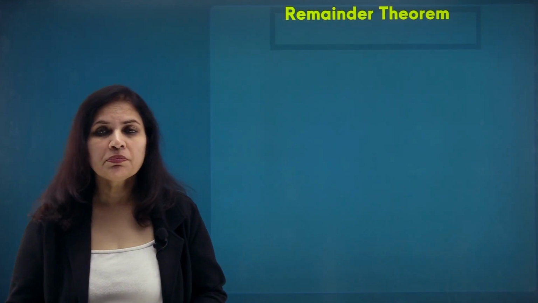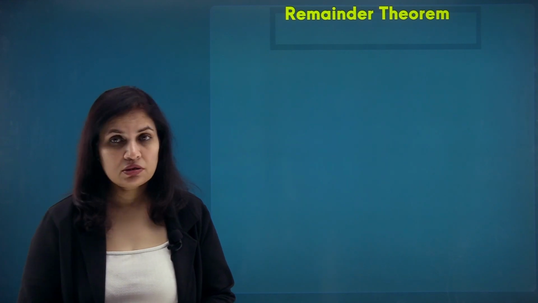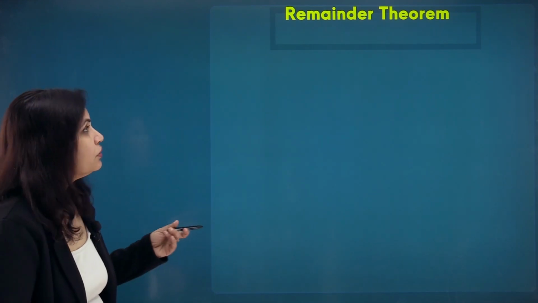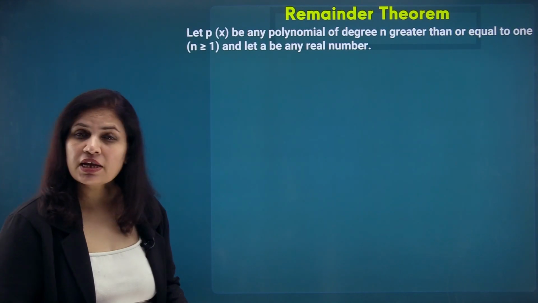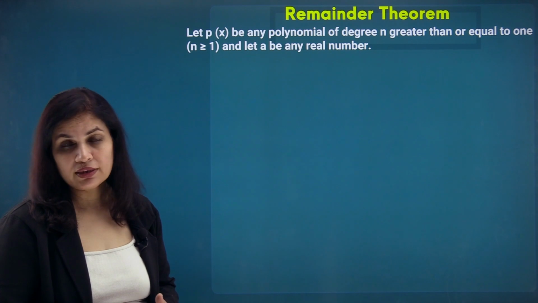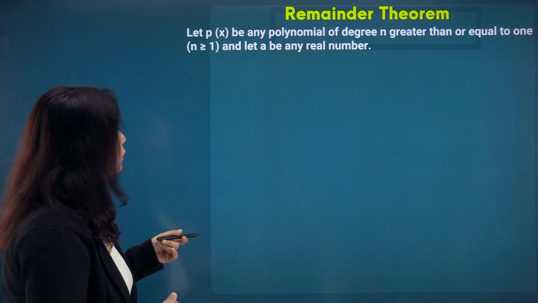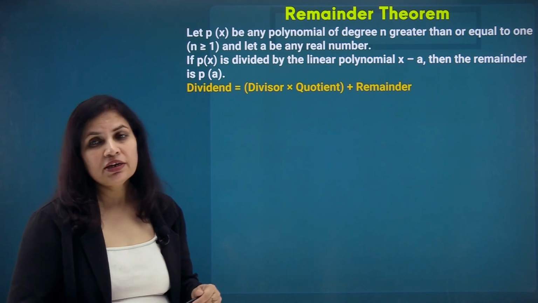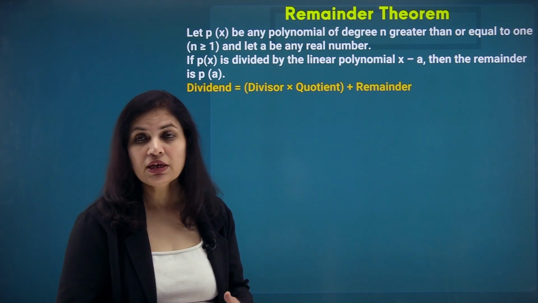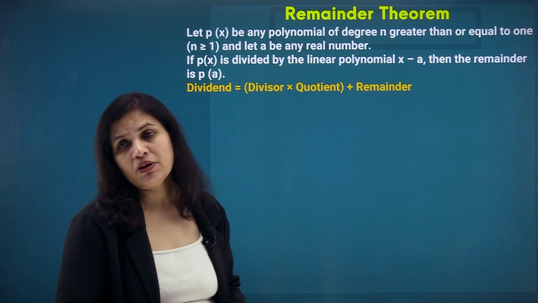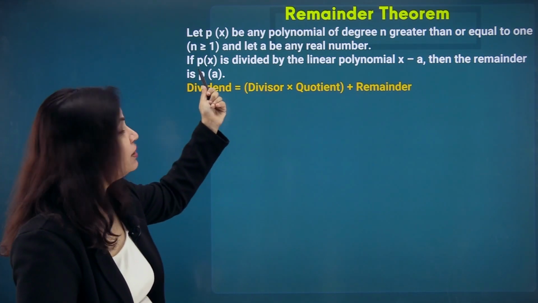Let's start with the most important part of polynomials, the remainder theorem. The remainder theorem is derived from the division algorithm, and what does it state and where do we use it? We use it to find the remainder when one polynomial is divided by the other. So, if p(x) is any polynomial of degree 1 or greater than 1, that is, a linear polynomial or a higher degree polynomial, divided by another polynomial, then what will be the remainder? If p(x) is divided by a linear polynomial x minus a, which is linear because the degree of x is 1, then the remainder can simply be obtained, without performing the long division, by substituting the value of x as a in the given polynomial which we are dividing.